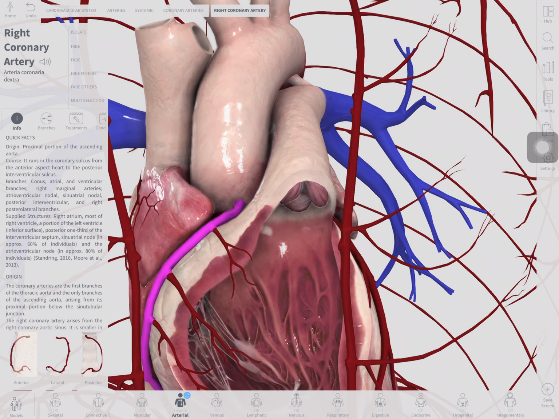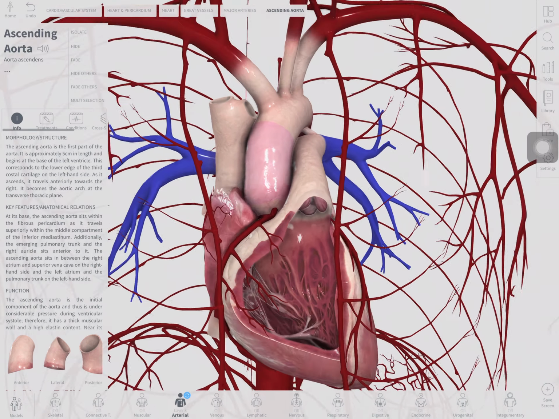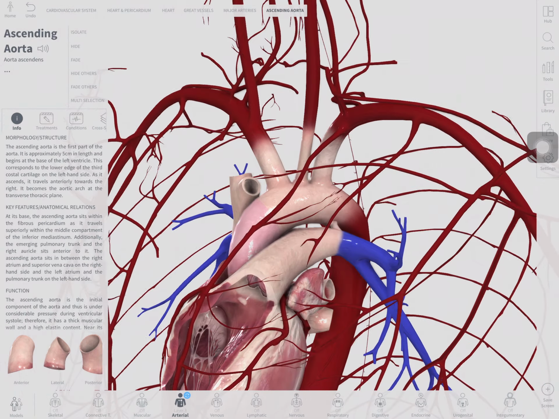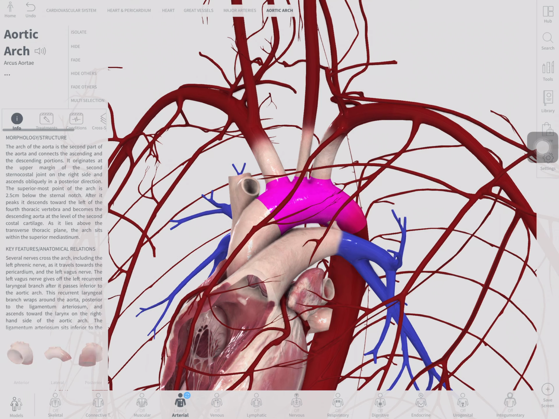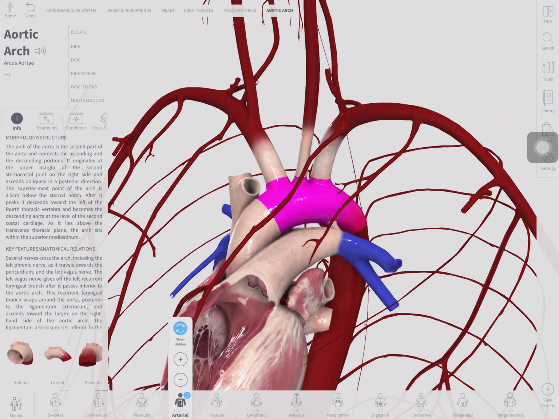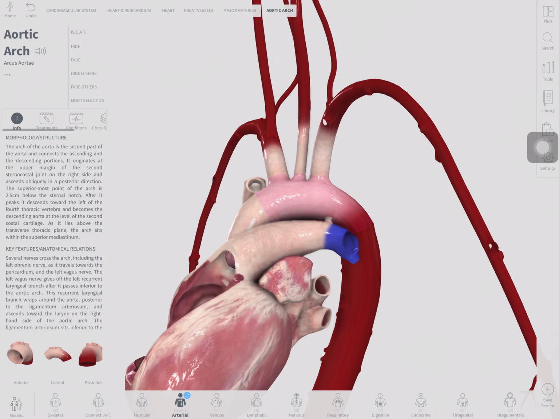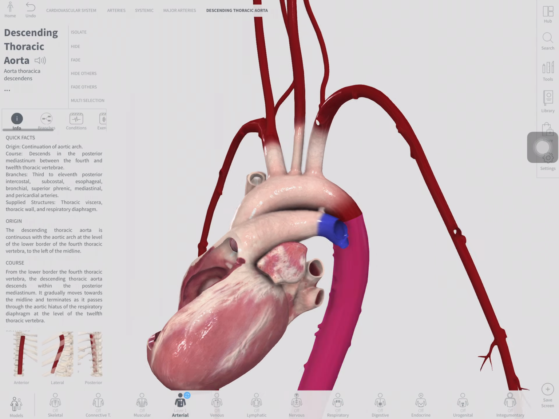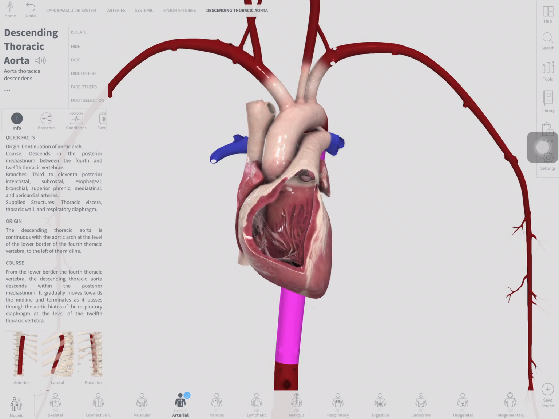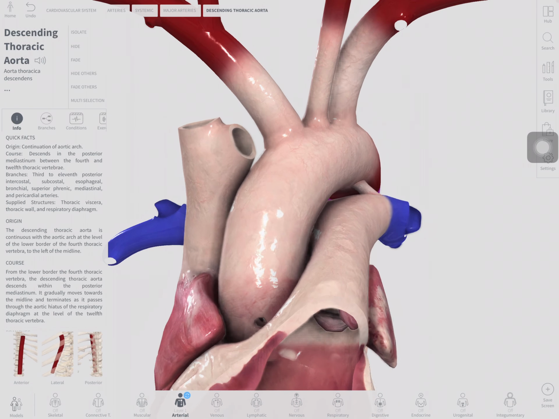This part is called the ascending aorta, and this part is called the arch of aorta. And this part is called the descending thoracic aorta.